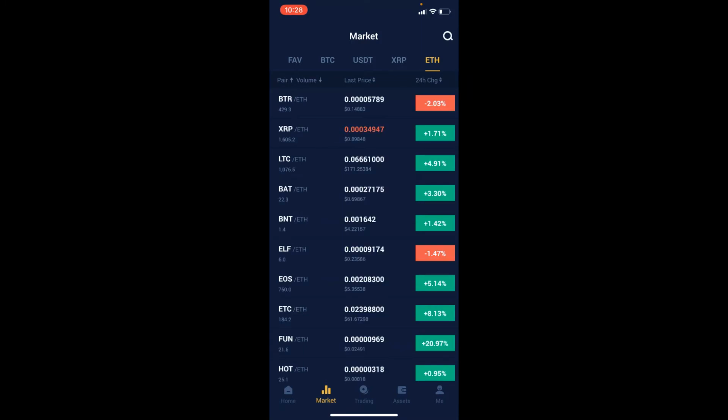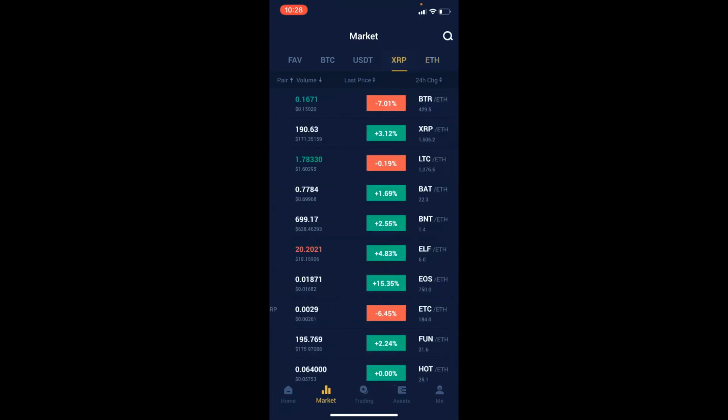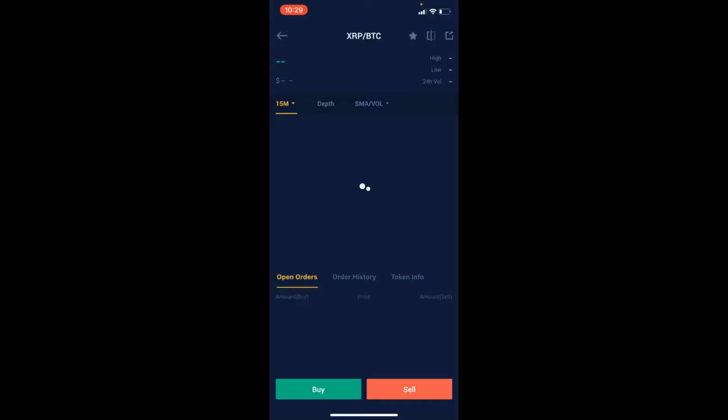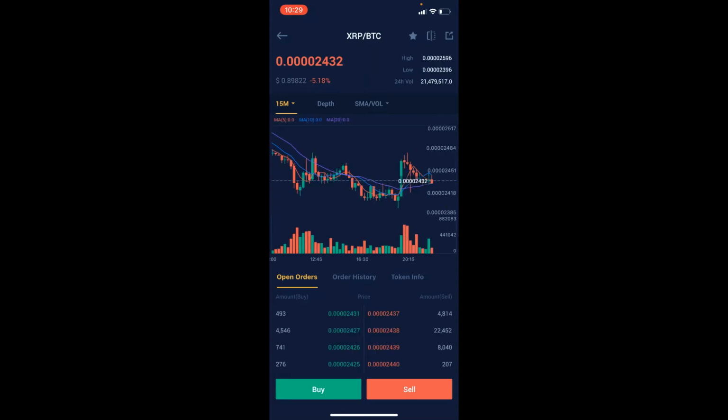So after pointing that out, now I'm going back to BTC. When you do have BTC, what you want to do is find a cryptocurrency that you will want to trade your BTC for. After I tap XRP, I can now see a big chart here.